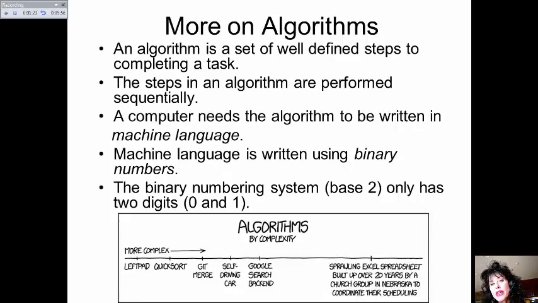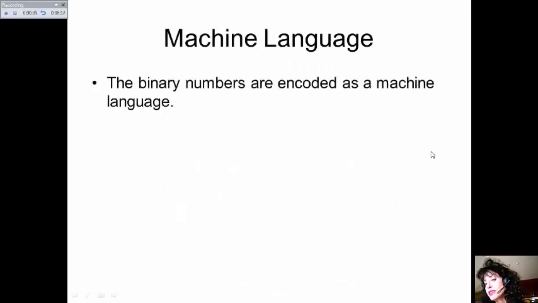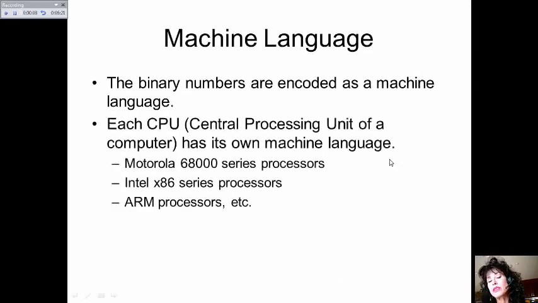Well, the binary numbering system, which is base 2, only has 2 digits, 0 and 1. And we use base 10, if you're normal, and those numbers are 0 through 9, 10 different numbers. But in base 2, which is the only base a computer understands, you have 2 digits, 0 and 1. Sometimes software engineers refer to this as off and on, 0 and 1. And the binary numbers are encoded as a machine language.